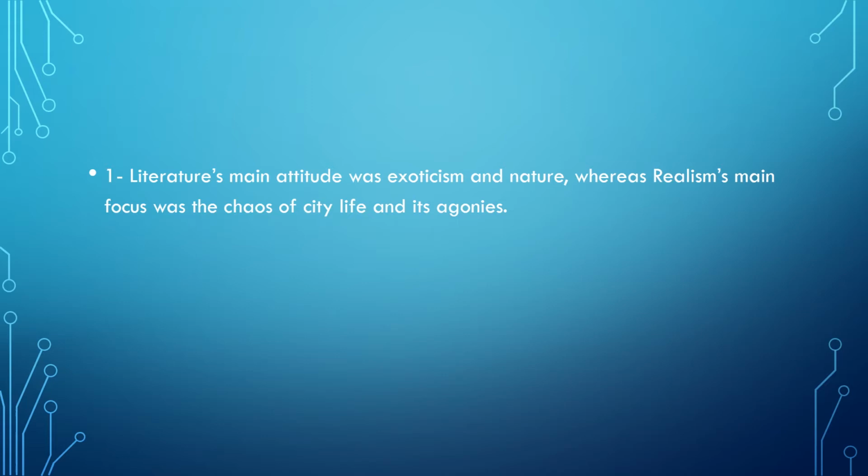The first comparison between these two movements, idealist romanticism and modern realism, is number one. Of course, we are talking about literature, right? We here try to focus only on literature so we can have a better understanding of the play of this course, Arms and the Man. Number one, romantic literature's main attitude was exoticism and nature, whereas realism's main focus was the chaos of city life and its agonies.